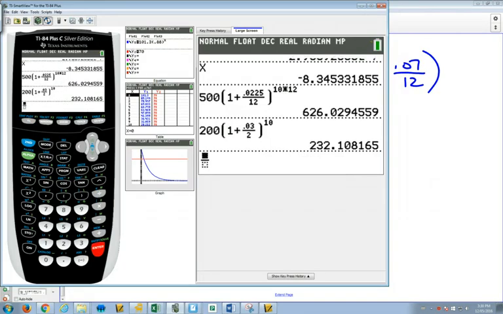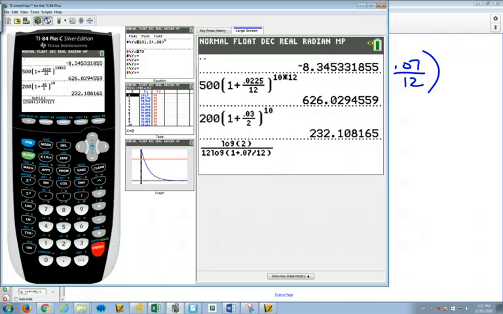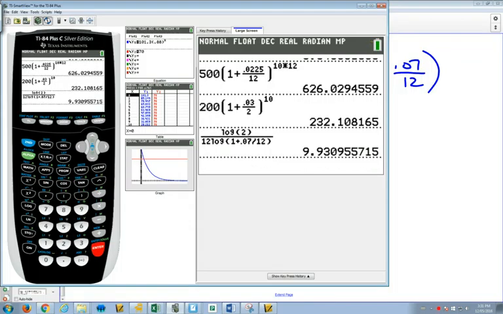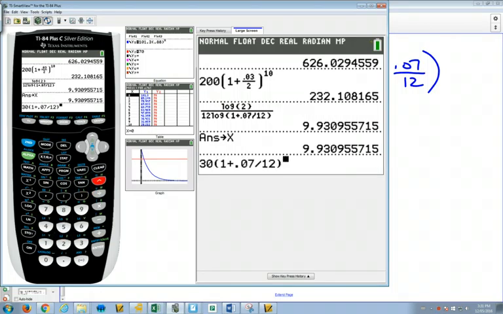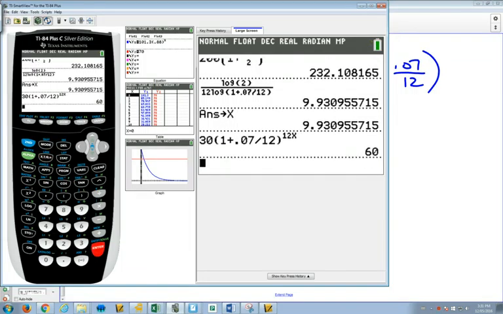So we had log of 2. I'll just type it in quick for you. Divided by 12 log 1 plus 0.07 divided by 12. And once we get our answer, you can store it as x and you can check if it's actually right. Plug it back into your original equation, 1 plus 0.07 divided by 12 to the power of 12 times t, and you should get 60. If it is, you know that you've got it right.